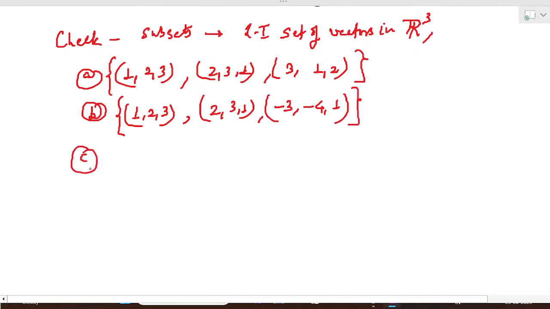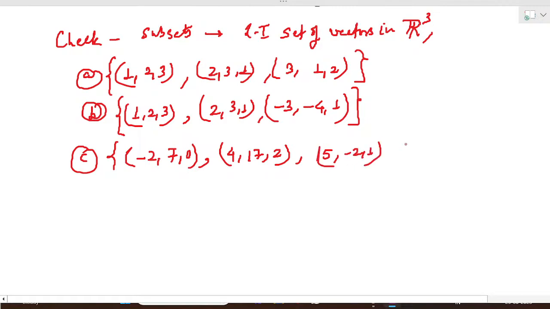Option C is (-2, 7, 0), (4, 17, 2), and you have (5, -2, 1). And option D is minus 2 comma, okay, leave this, it's enough. I think if you do this, it would be more than sufficient.